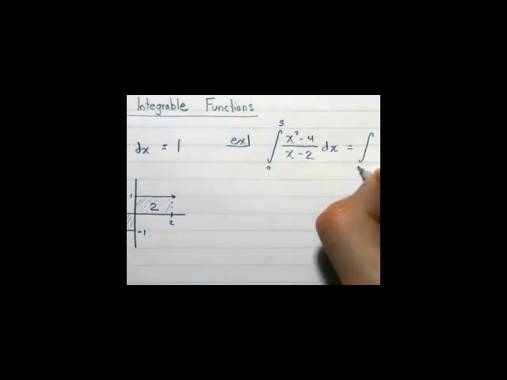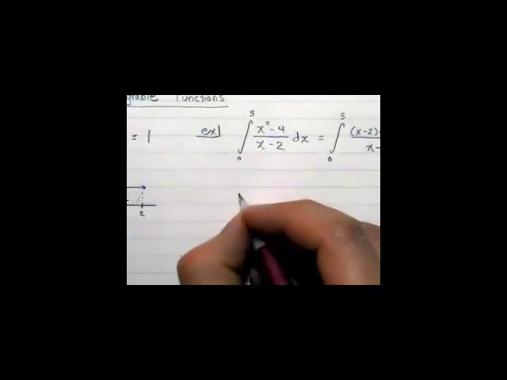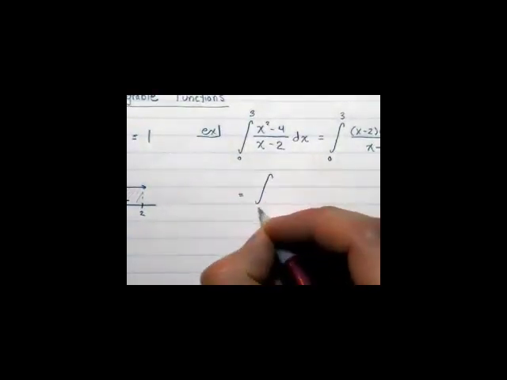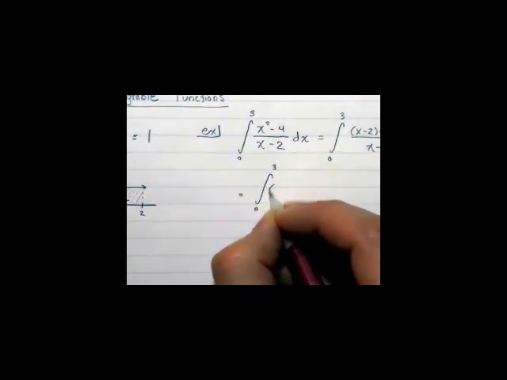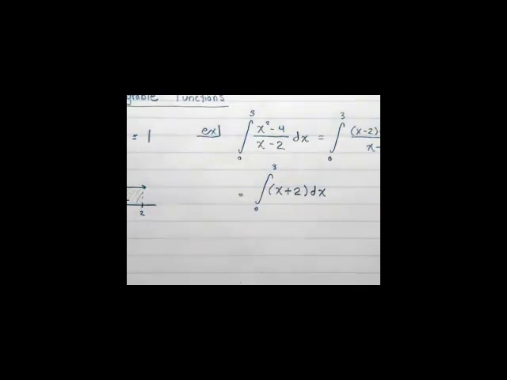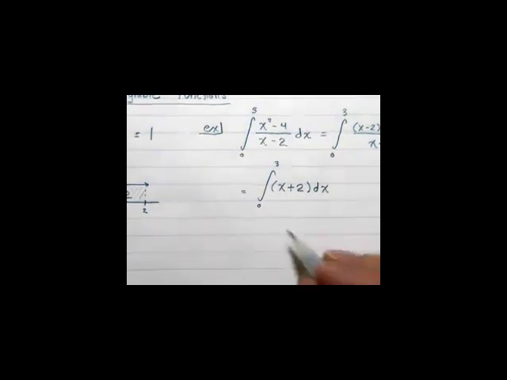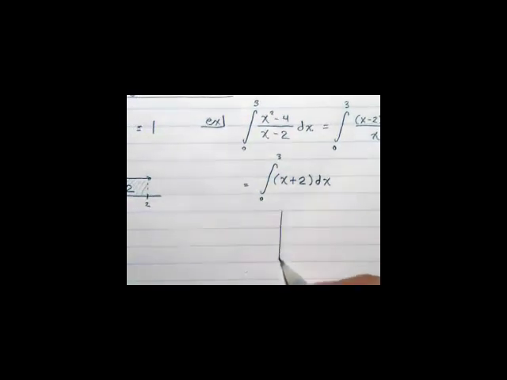So this is the same thing as the integral from 0 to 3 of (x minus 2)(x plus 2) over x minus 2. In which case we have the same thing as the integral from 0 to 3 of just x plus 2 dx. Okay, so let's draw a picture of that. x plus 2, we can do that. Let's see, from 0 to 3.